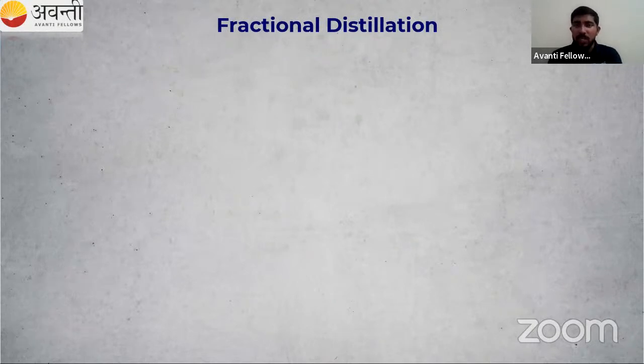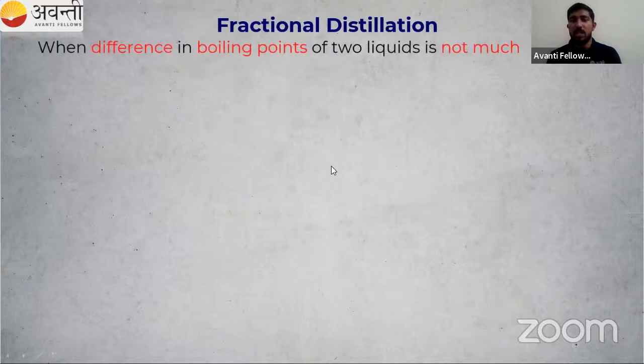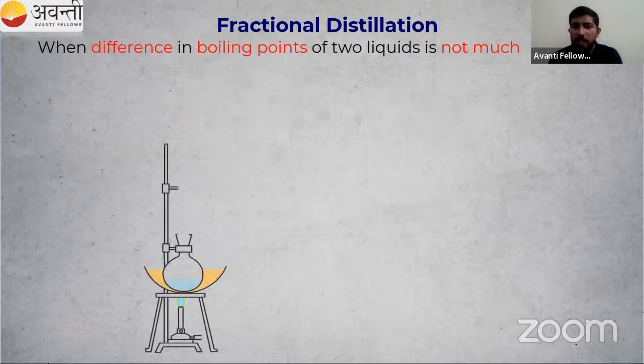So next one is fractional distillation. Fractional distillation is used for the separation of dash and dash. So first, you have to tell me the answer. So what is the condition? In simple distillation, there should be a large difference in their boiling point. In fractional distillation, if the components have a very small difference in their boiling point, then we will use fractional distillation. So when the difference in boiling points of two liquids is not much, only a small difference.